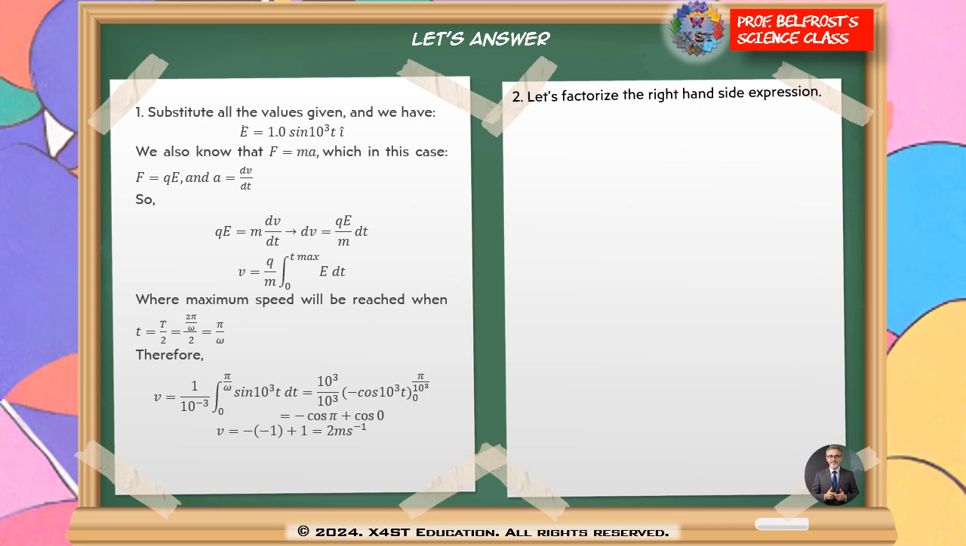By substituting all the given information, we will have this new equation, which is E equals 1.0 times sin 10^3 t i. But we also know that F equals ma, which in this case is F equals q times E, because this is about electric charge and electric field. So F equals qE, and a, as usual, is dv over dt. So we can create a new equation, qE equals m dv/dt.